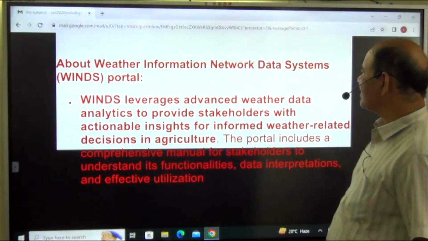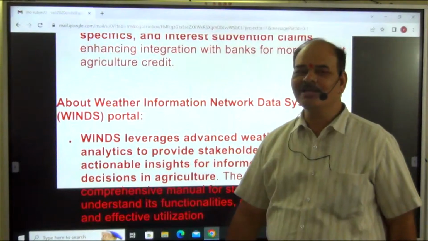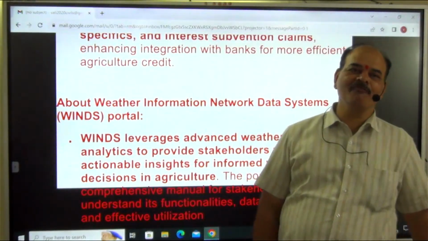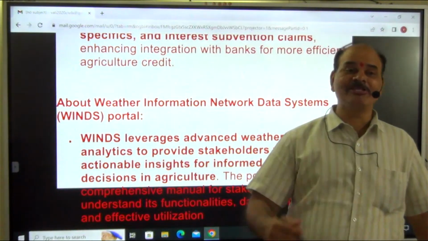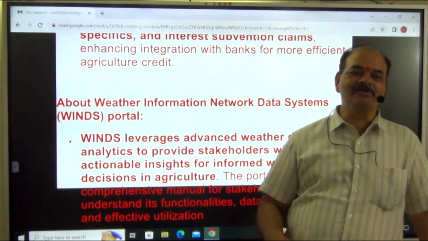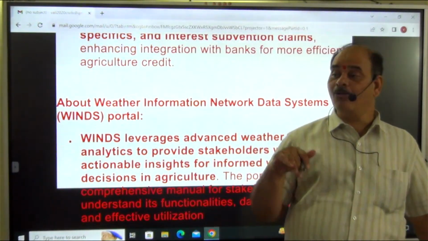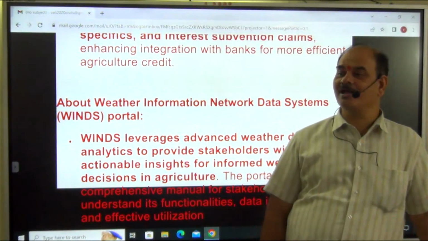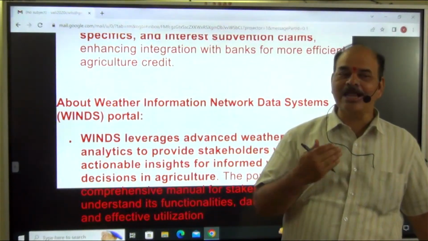About the Weather Information Network Data System. This is a portal where farmers will be given advice with regard to the weather forecast, that is, with regard to monsoons or the impact of El Nino on the monsoons, etc. If it is known to the farmer, they can take informed decisions.